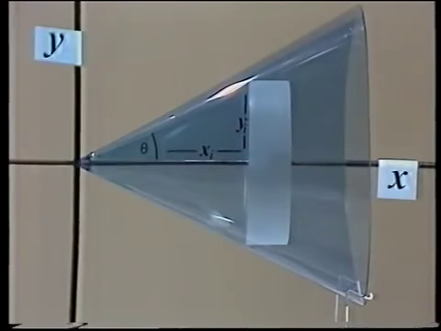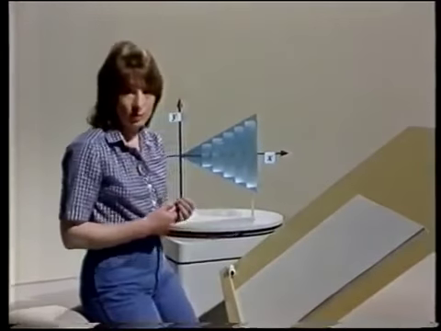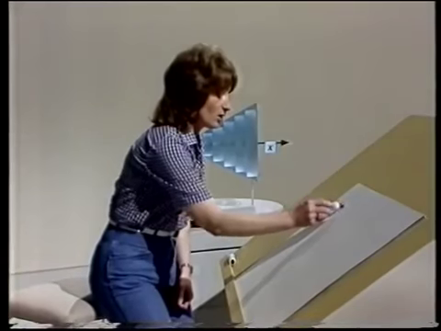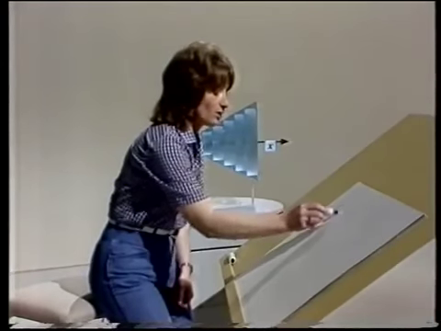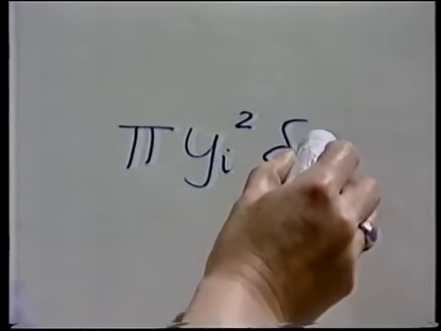This disc is xi from the vertex, and its radius is yi. So if we write down its volume, it's the area times the thickness. That's pi yi squared times delta xi.